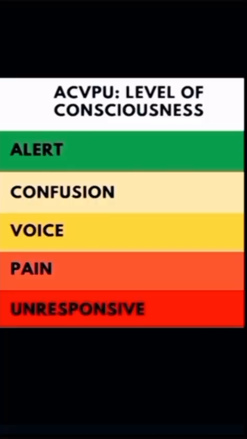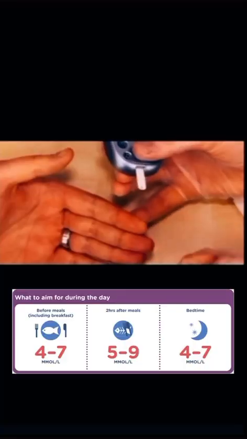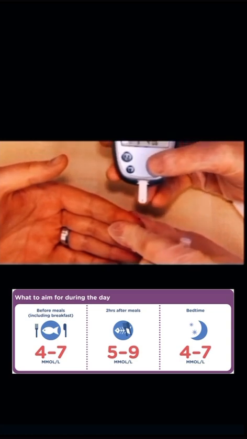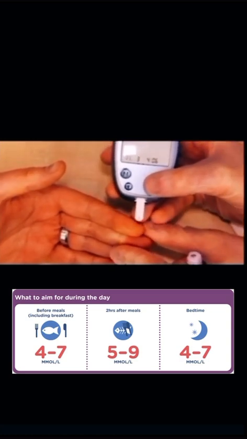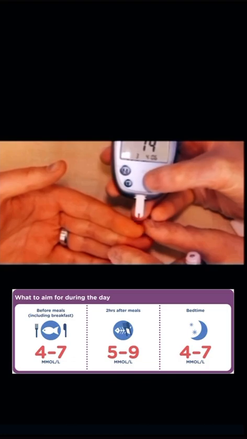Disability. The AVPU scale is a rapid method of assessing a patient's level of consciousness. Anyone who is responsive to pain or is unresponsive needs additional airway support. Blood sugar monitoring is one of the most important aspects of managing diabetes, especially type 1 diabetes.